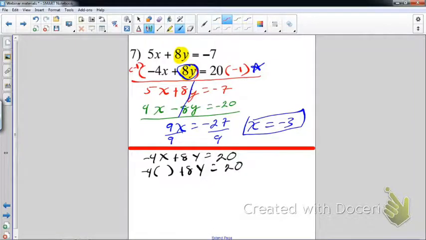And what I know about x is that it's equal to negative 3. So a negative times a negative gives me a positive. So I have plus 8y that is equal to 20. And this is a two-step equation where I use the subtraction property of equality.